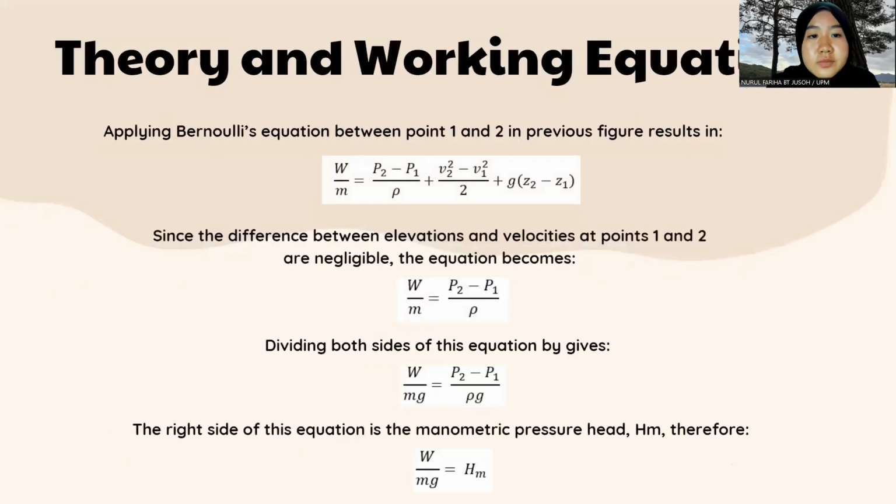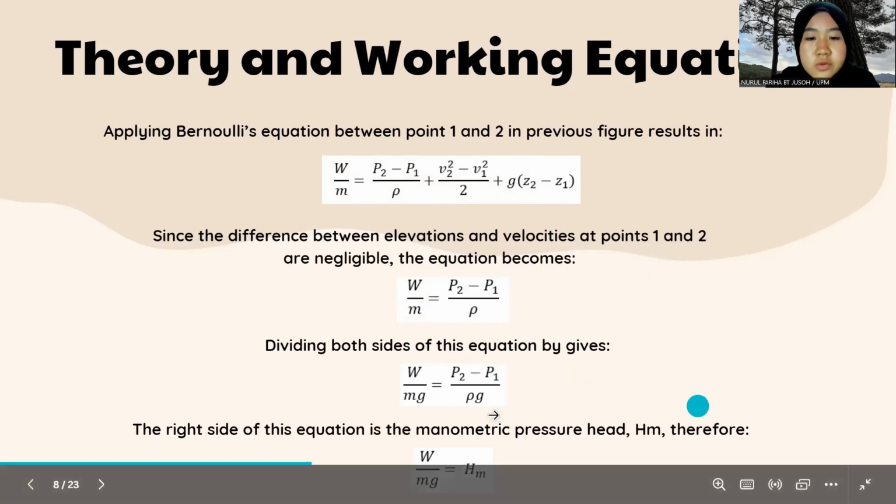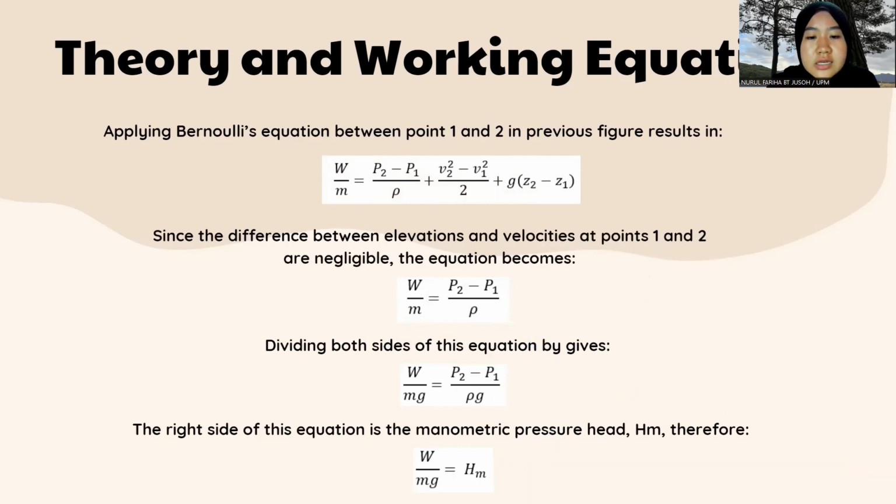Then, by applying Bernoulli's equation between point 1 and point 2 in the previous figure, we get this equation. Since the differences between elevations and velocities at points 1 and 2 are negligible, the equation becomes work over mass equal to pressure difference over density. By dividing both sides of this equation, we get this equation. Finally, the right side of this equation is the manometric pressure head.